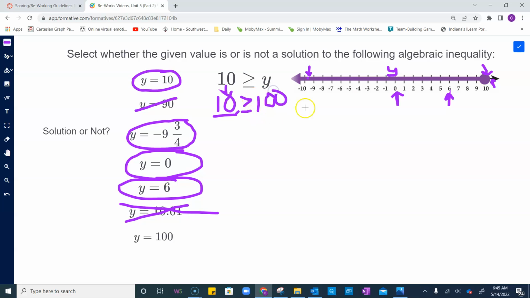And finally, 100. Is 10 greater than 100? 100's way over here on the number line somewhere. And 10 is to the left of that, which makes it smaller than 100, not bigger than 100, so that fails. And that's it. Those are your 4 solutions from the options you were given.